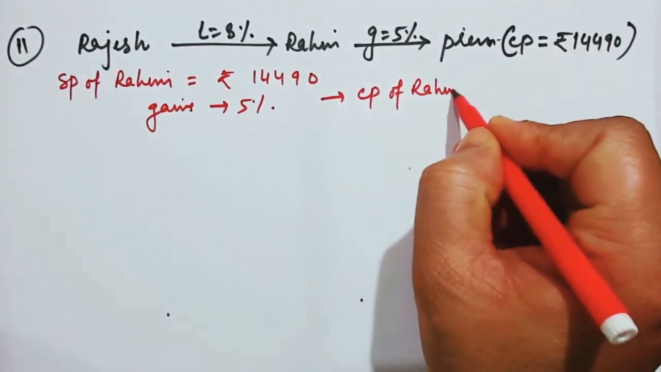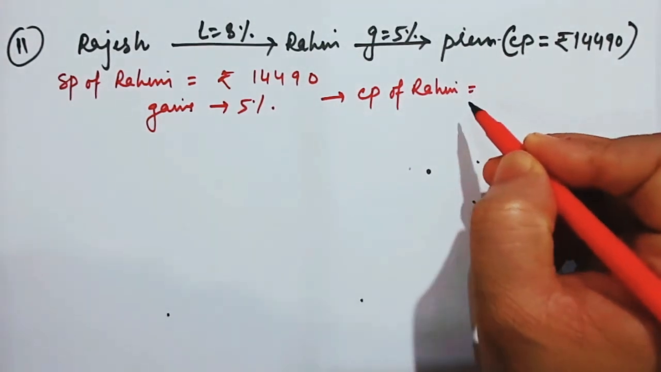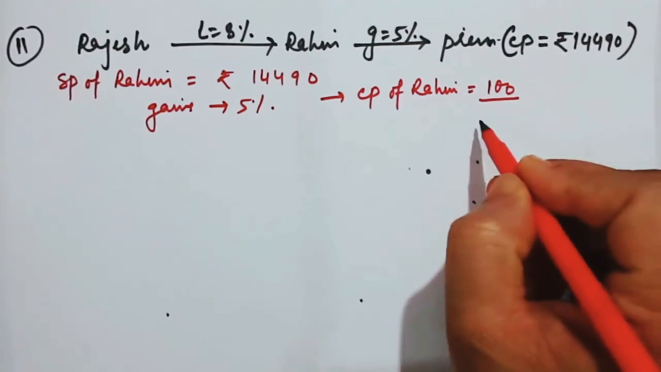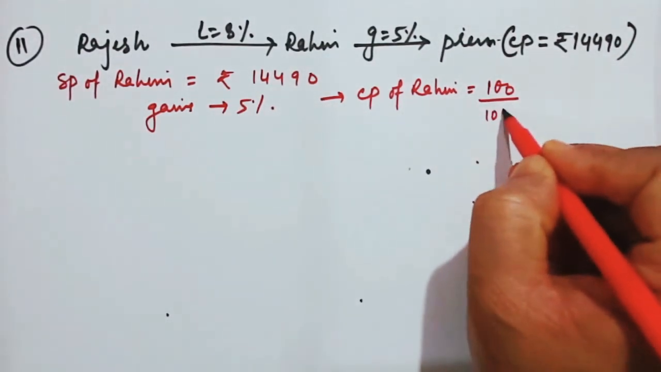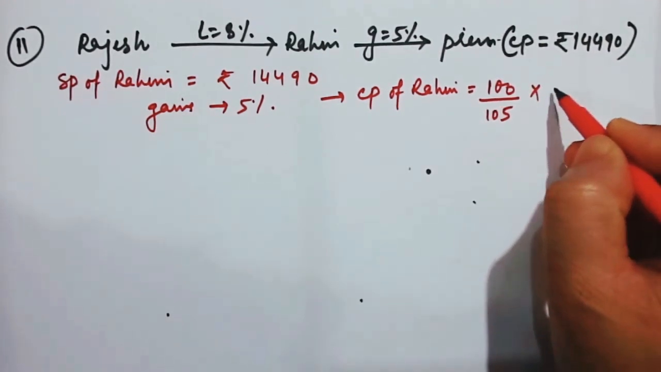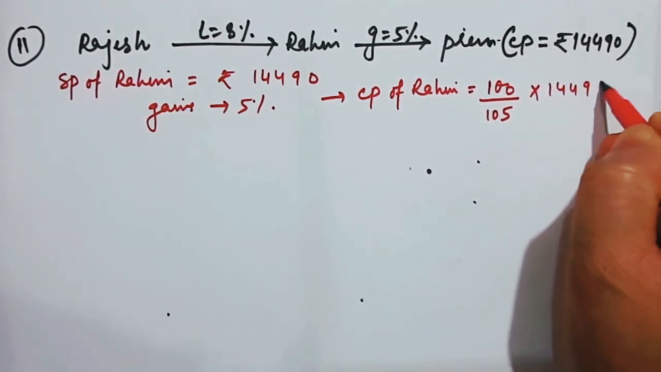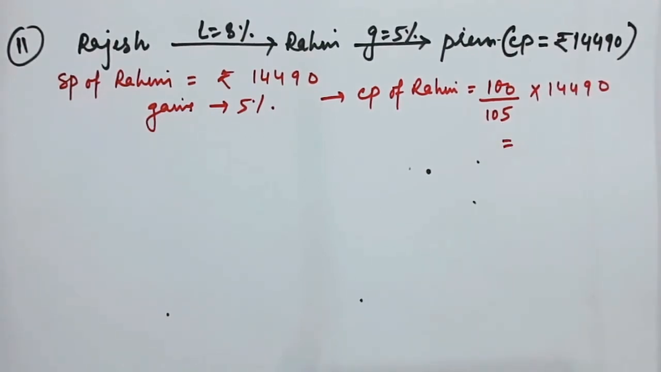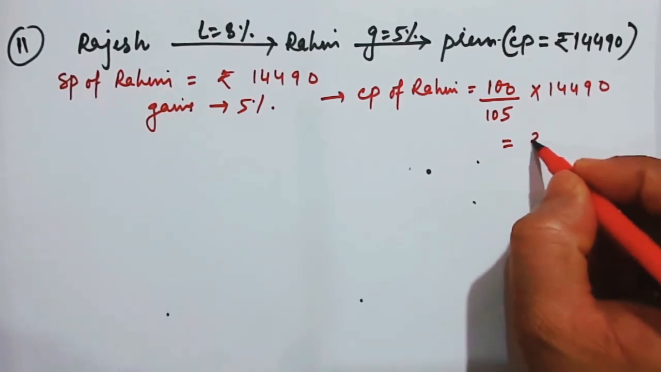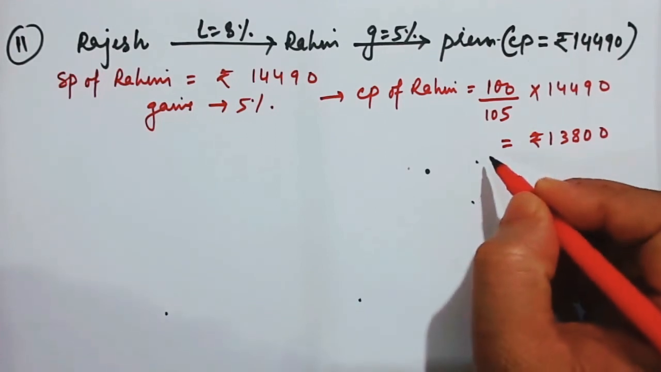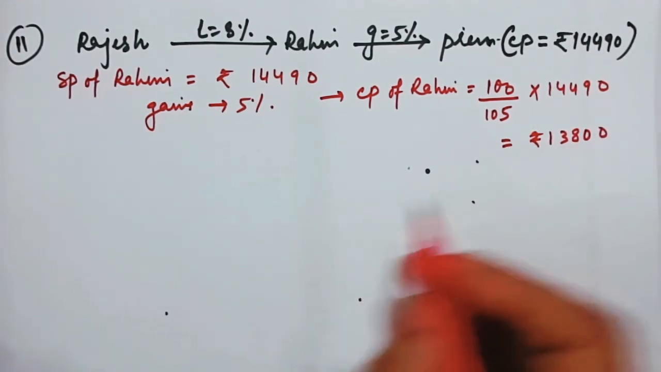Of course you can find, because you know the formula. What is that formula? 100 by 100 plus profit, 100 plus profit, 105, multiplied by selling price 14490. When you solve this, what are you going to get? You are going to get rupees 13800. On cancellation you will get it. You do it yourself.